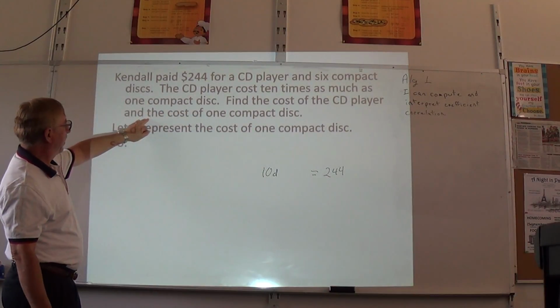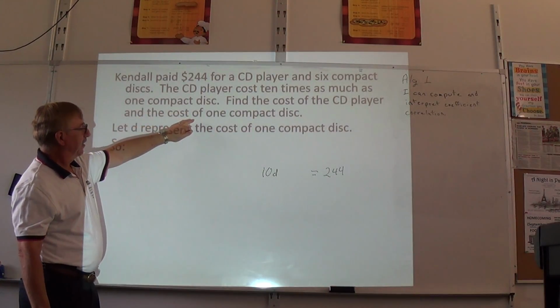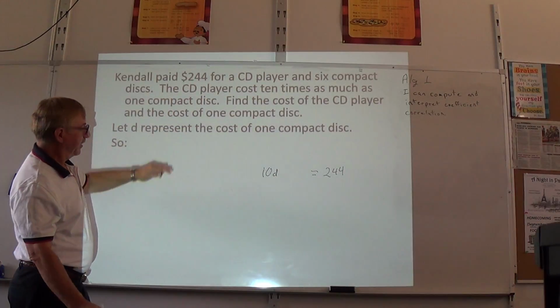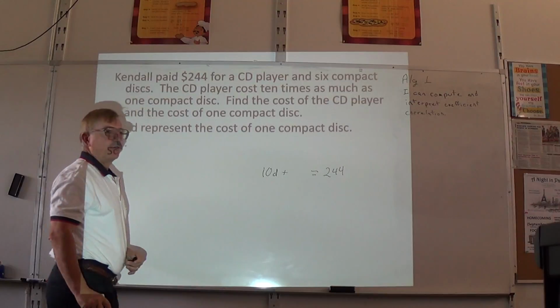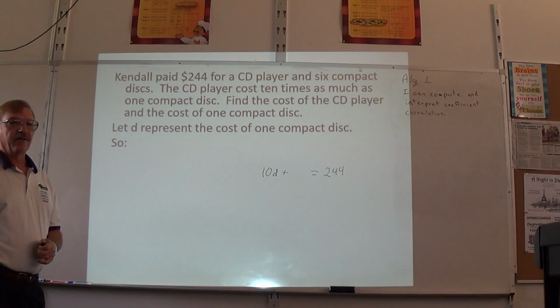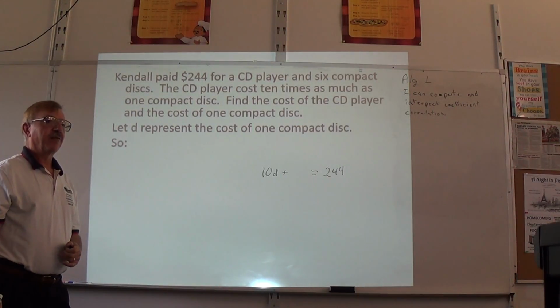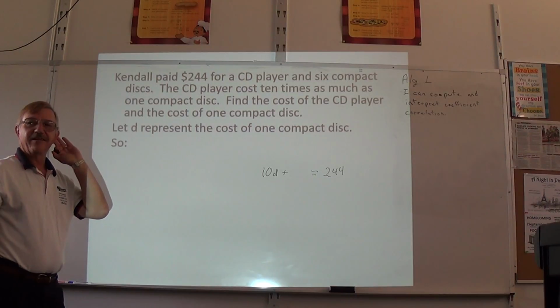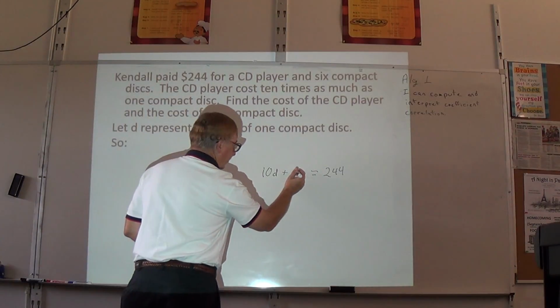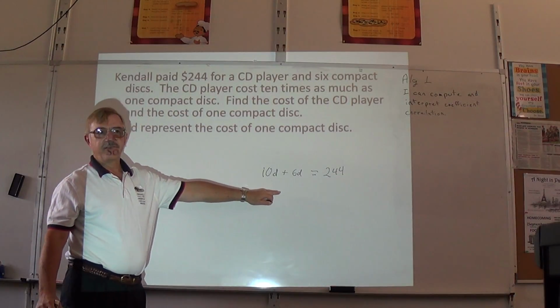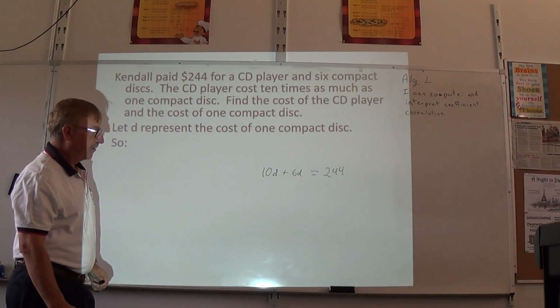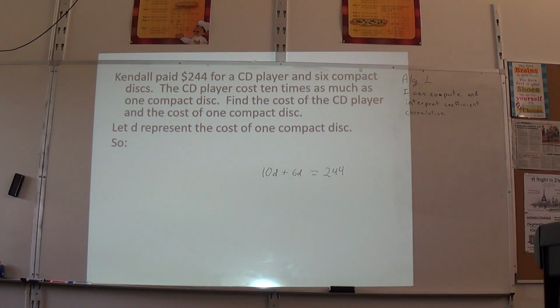I bought a CD player and 6 discs, so this plus what is going to equal 244? Somebody said it, I think. 6 times D, oh yeah, because I'm using D for my variable. So 10D plus 6D is going to equal 244. So 16D.